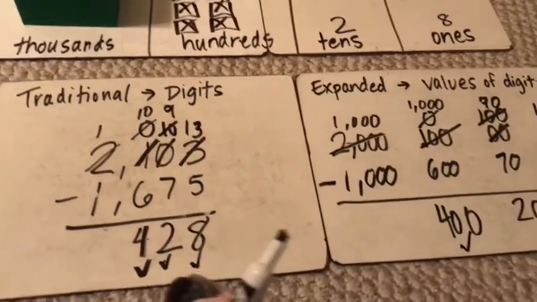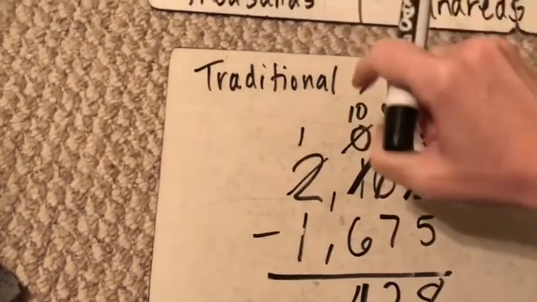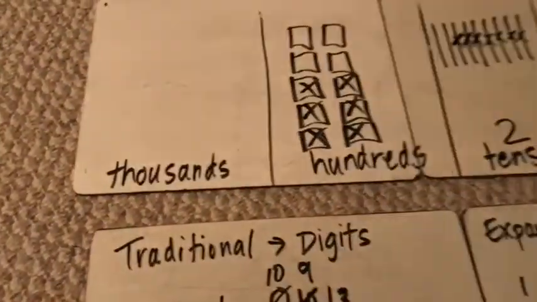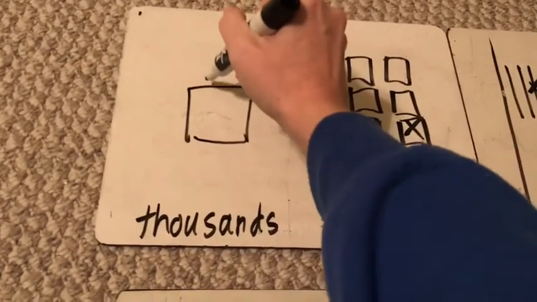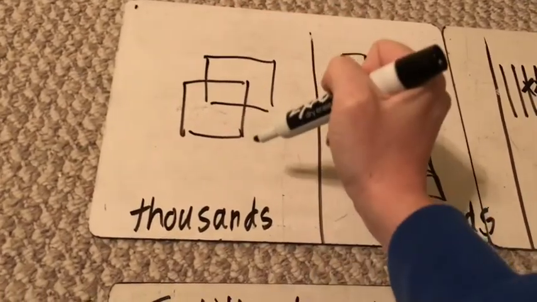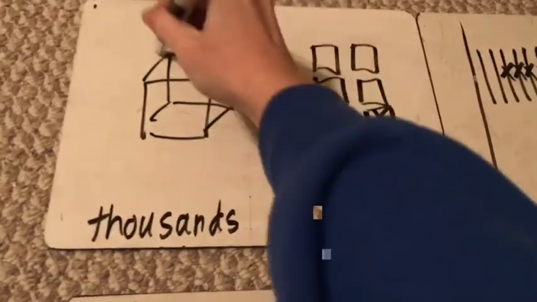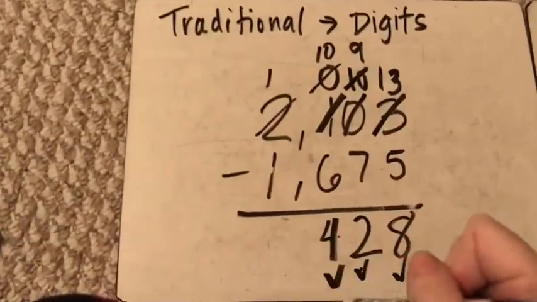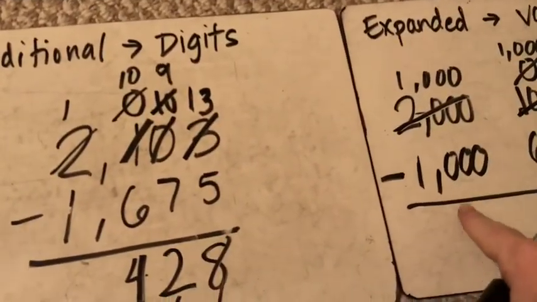And I can finally do my thousands. If I have 1,000 left, see with my blocks I have 1,000 left, and I need to take away that 1,000. I can even show that with my picture. If I draw 1,000, students, we do 2 boxes, connect the lines. So I had 1,000 and I took that 1,000 away. That leaves me with no thousands. So I don't really have to put anything there because 1 minus 1 is 0 and 1,000 minus 1,000 is 0.